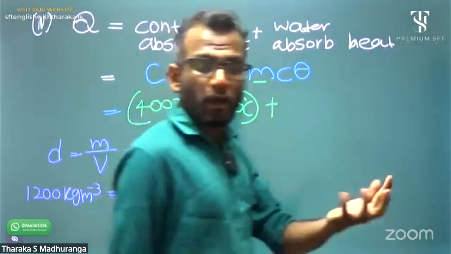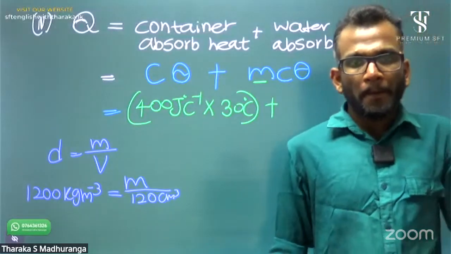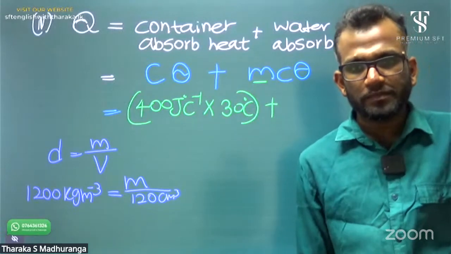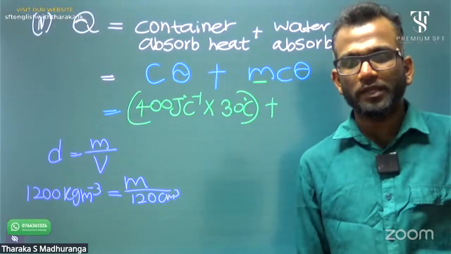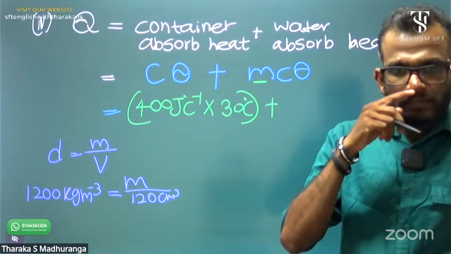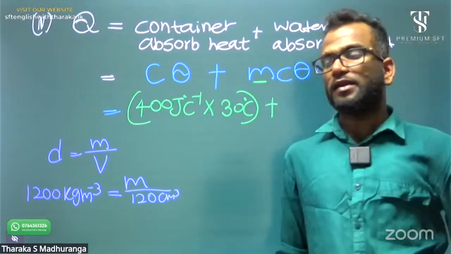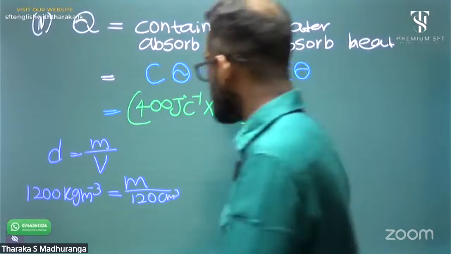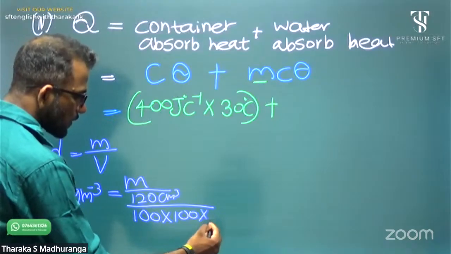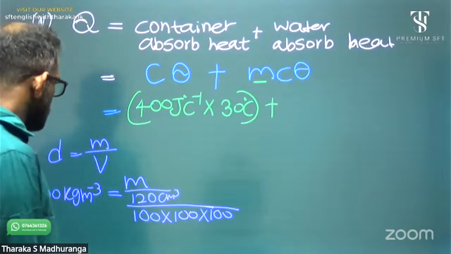Okay, now the problem: how to convert cubic centimeters into cubic meters. Amina, how do we convert centimeters into meters? Divide by 100, right? Now for cubic centimeters, divide by 100 into 100 into 100. This is the mass of water.